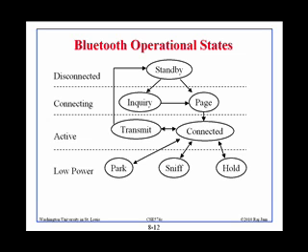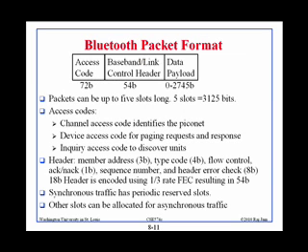Right? If it is wrong, Piconet. Alright, so that is the access code. Channel access code identifies the Piconet. Device access code for paging request and response. So the access code has many parts to it. And then the inquiry access code to discover the units.